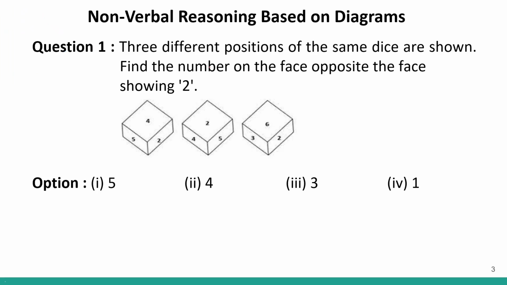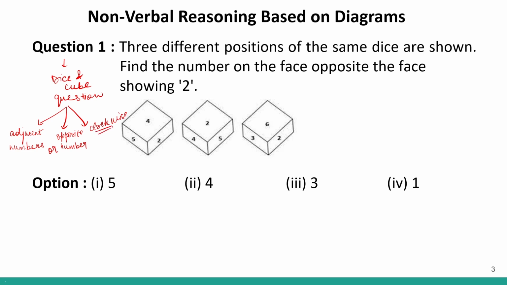This is question number 1, which is a dice and cube question. In dice and cube questions, I told you that there are three concepts in fact. Number 1 was adjacent numbers. Then we had opposite numbers. So either a number can be adjacent to each other or a number can be opposite to each other. And then we also studied the clockwise direction to find the opposite number. Correct? So let us look at this question.